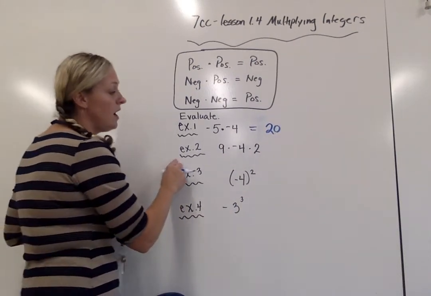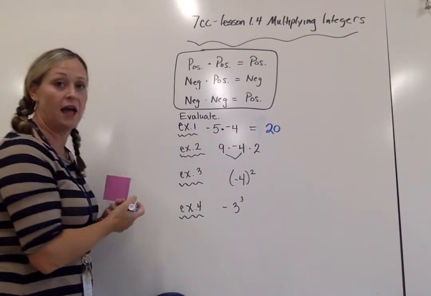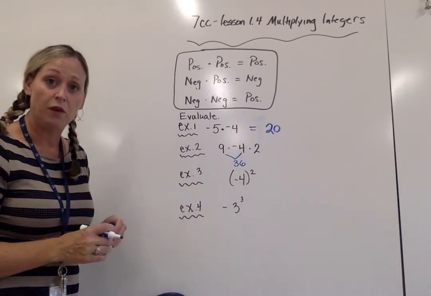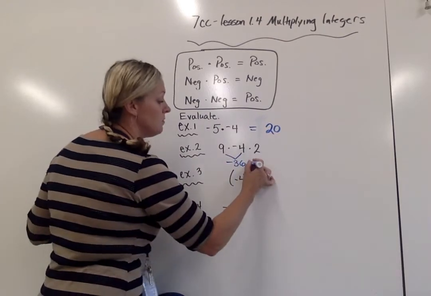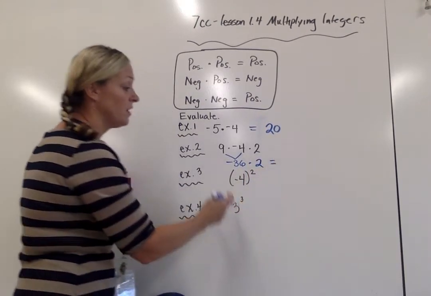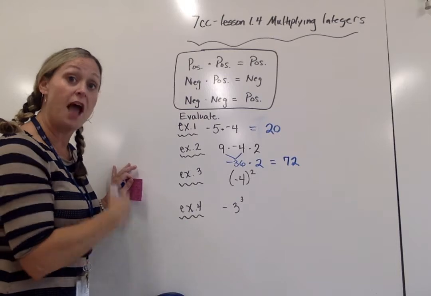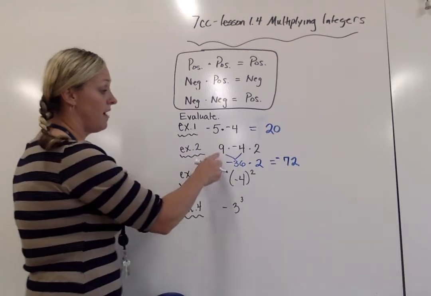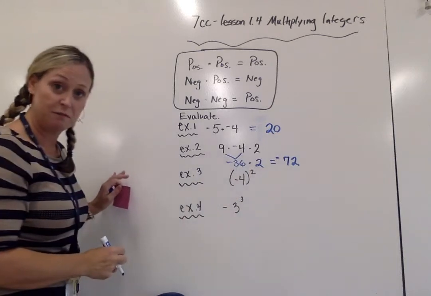In example 2, I have 9 times negative 4 times 2. So if I multiply 9 times 4, I end up getting 36. But because there's a negative with the 4, that means the opposite of 36, which is negative 36. So now I'm left with the opposite of 36, or negative 36, times 2. 36 times 2 is 72. But because they're asking for the opposite of 36, I have to give them the opposite of 72. So I have a positive times a negative is a negative. A negative times a positive is a negative.